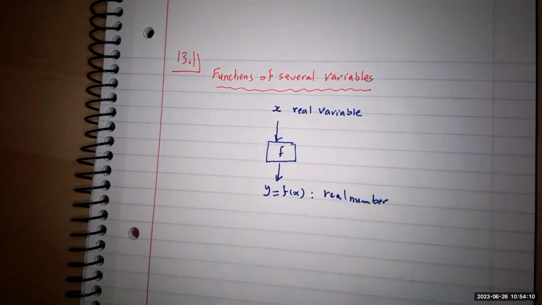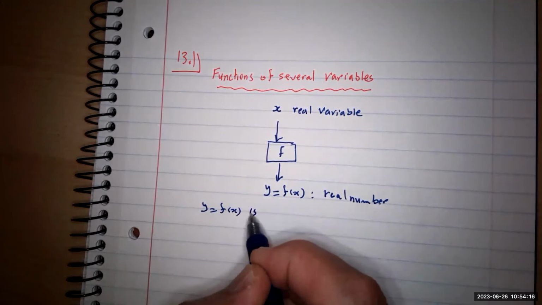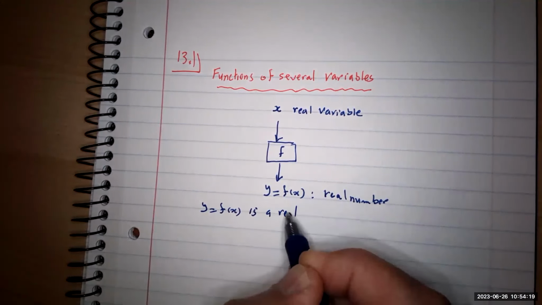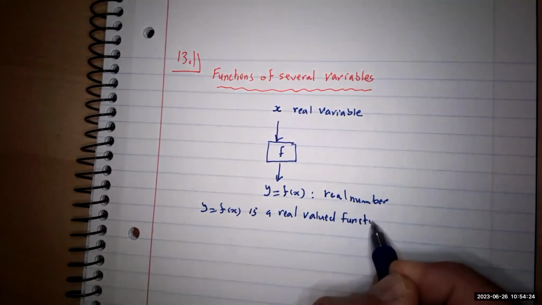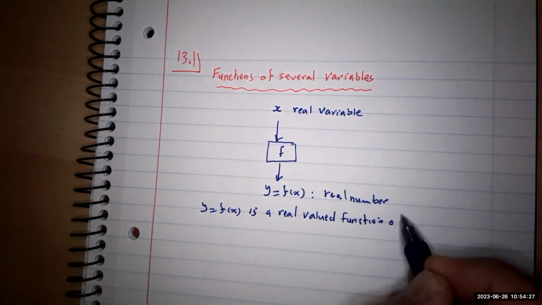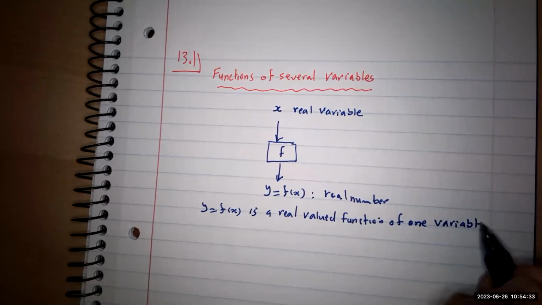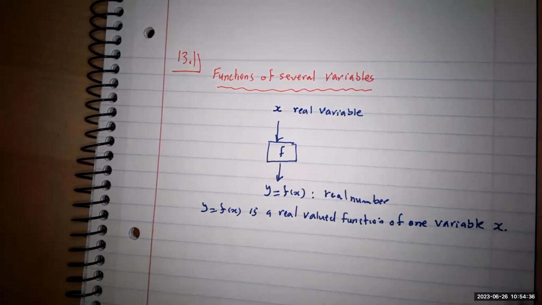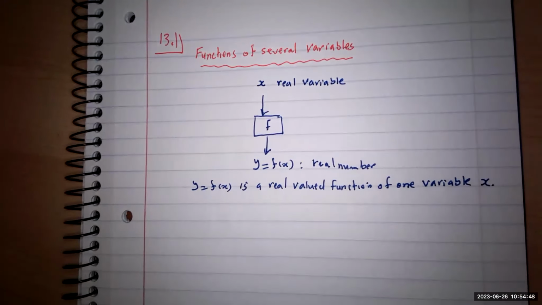So y equal to f of x, we usually refer to it as a real function, a real valued function of one variable, and that variable is x. This is whatever we did in calculus 1, and we know everything about this function. So what we are going to do is extend it.